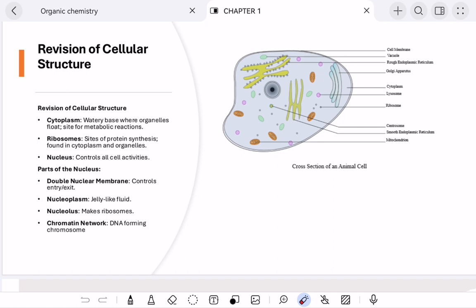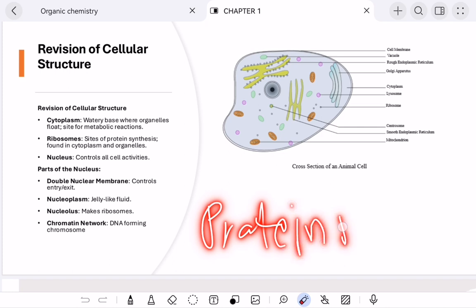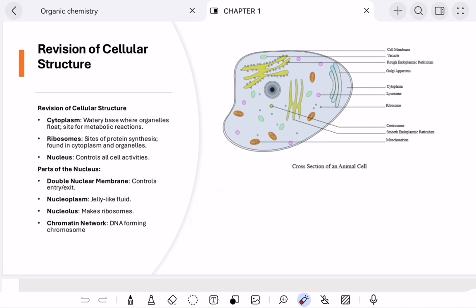So we have a ribosome, which is a site for protein synthesis, and it is found in the cytoplasm and some organelles, right? So what do we mean by protein synthesis? When we are talking about protein synthesis, we are talking about protein making. It is a site where protein is being made, or created.